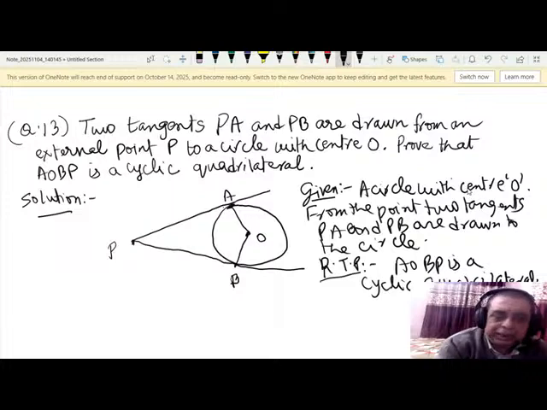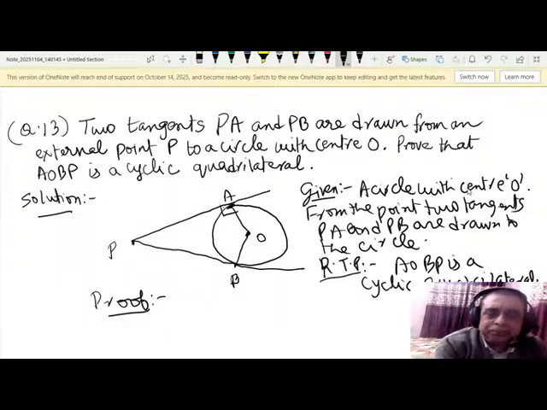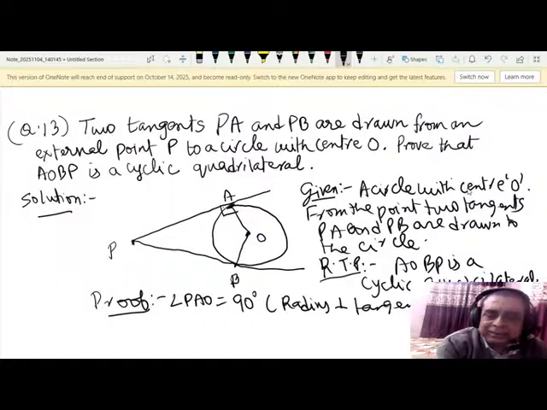Now see here, I am writing the proof. So now you please pay attention. Here, angle PAO is 90 degrees because the radius is perpendicular to the tangent. So PAO is equal to 90 degrees. Why? Because the radius is perpendicular to the tangent. Okay, write this as statement number one.